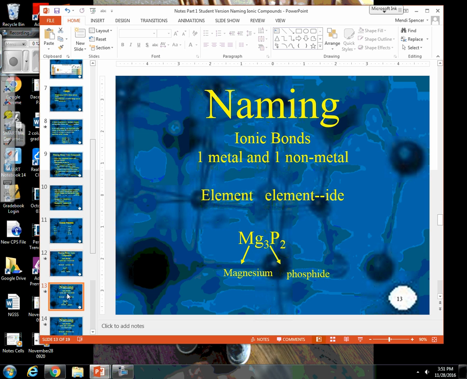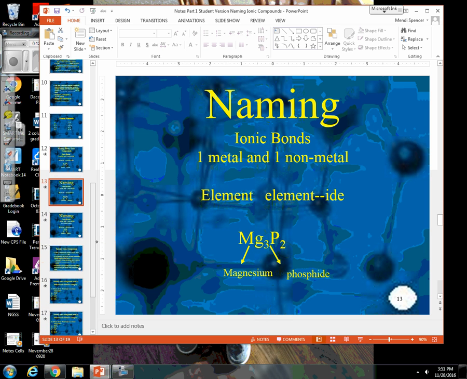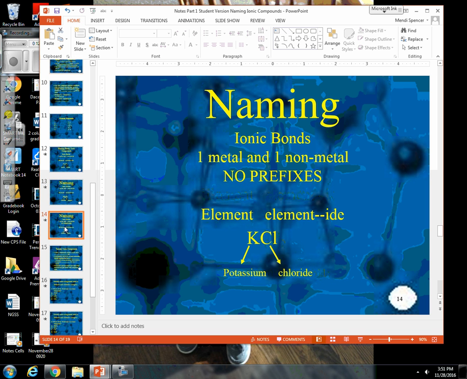For our second naming example, we have magnesium, that is our metal, bonded to phosphorus, which is our nonmetal. You'll write magnesium's name without any prefixes, even though there's 3 of them. And you'll write phosphide, always ending it in "ide," once again with no prefixes, even though there are 2 of them. For our third example, we have KCl. So K, that is potassium, bonded to chlorine. So your final name will be potassium chloride.